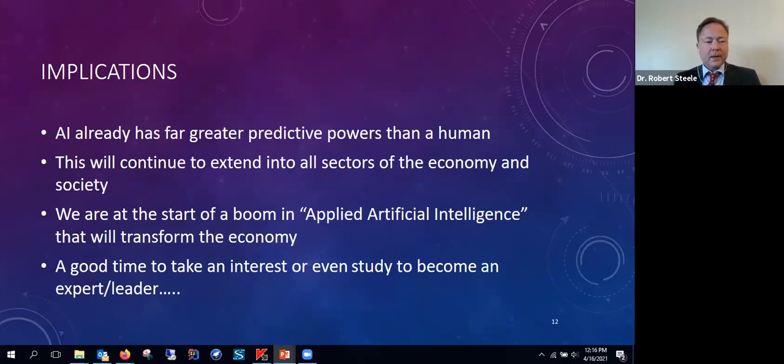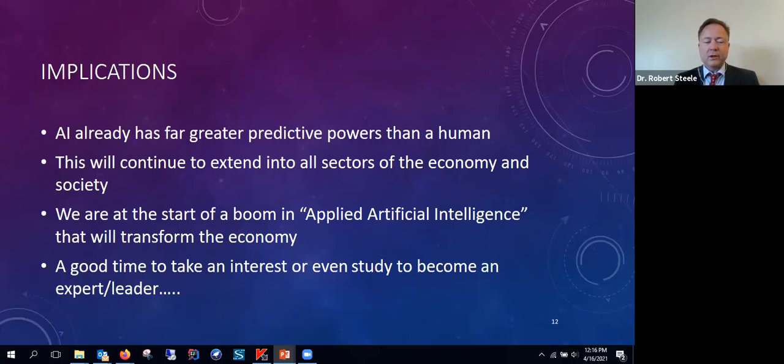So again, AI has far greater predictive powers than a human, and I'll drive that home with a couple of research examples as we go through this talk. And those predictive powers at the moment are applied into an extensive set of areas, which I'll talk about, but at this point, they're relatively limited. Should I say not relatively limited, compared with what they could extend to, it is still very, very early days.